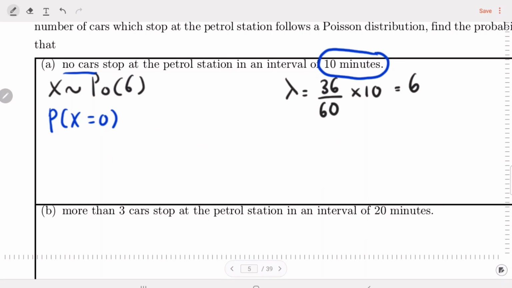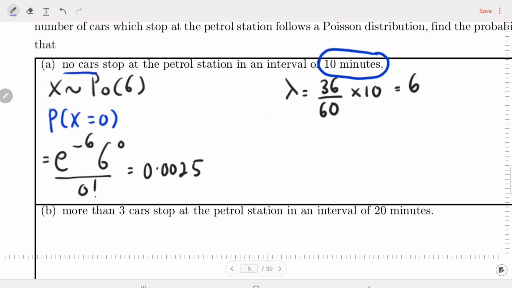Right, and then you can decide to use the Poisson distribution formula or to use the Poisson table. I'm going to use the Poisson formula, which is e to the power of negative lambda, lambda to the power of x divided by x factorial, which is 0.0025.